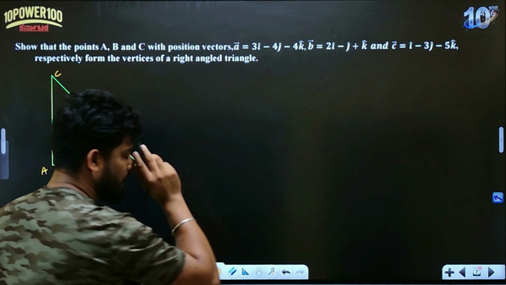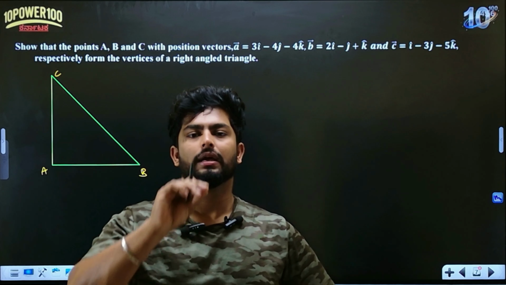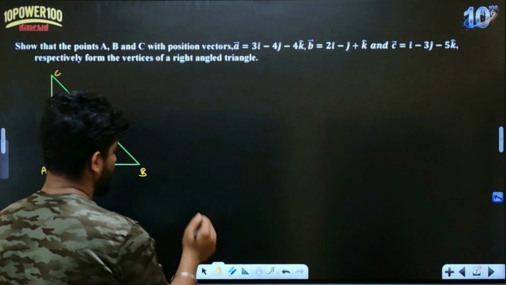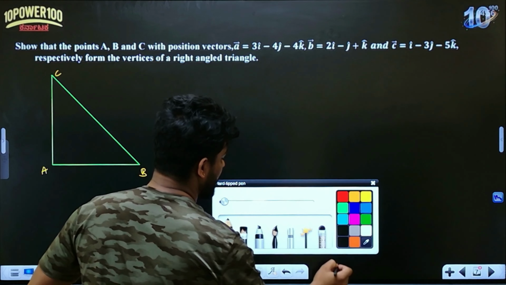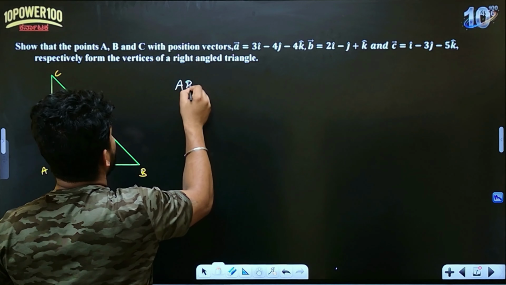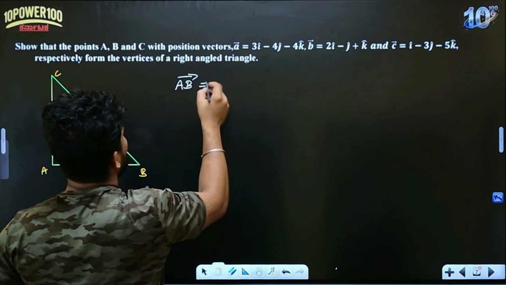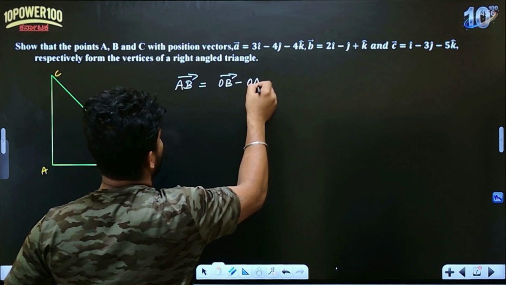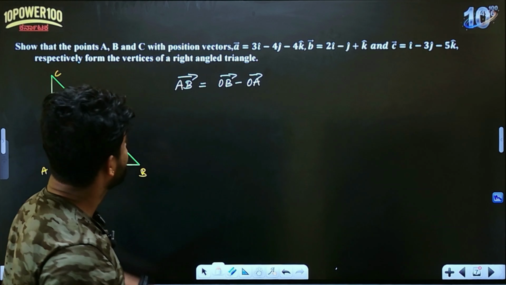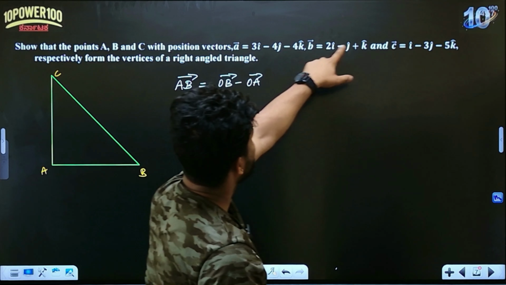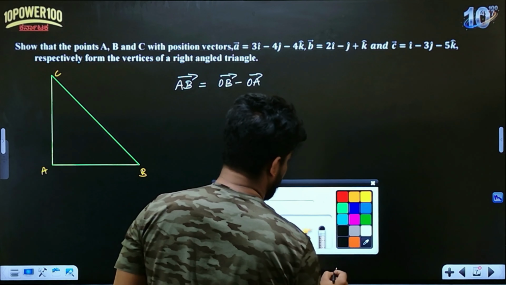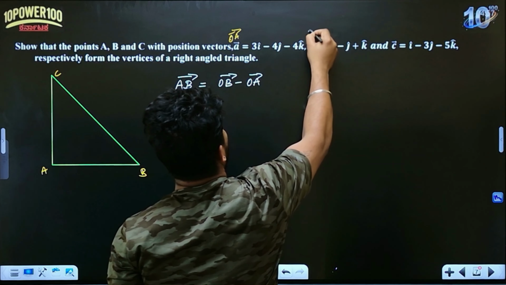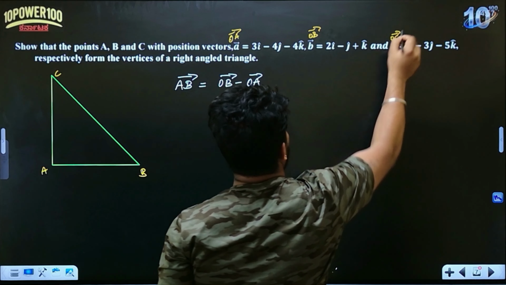Now see, there is a logic here, understand the logic. Here we have to find out side AB, side BC and side CA, children. How? If you are finding side AB, vector AB is equal to, to find AB you will have to take OB minus OA, second minus first, OB minus OA. Okay? So this is OA, this is OB and this is OC. So let's write that first. This is OA vector, this is OB vector and this is OC vector.